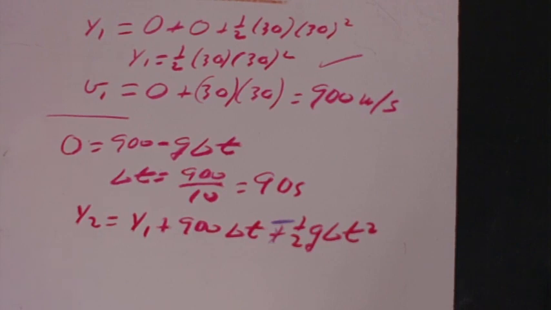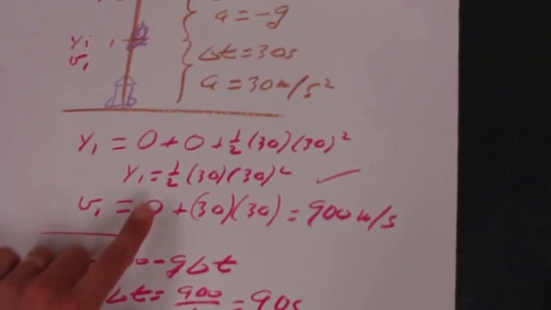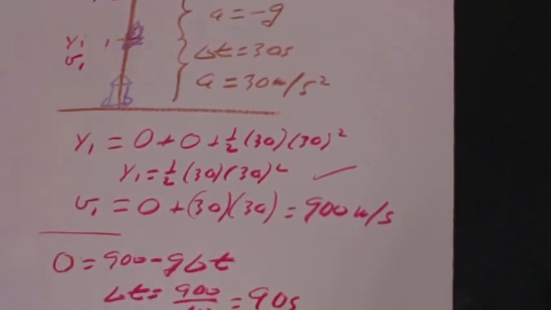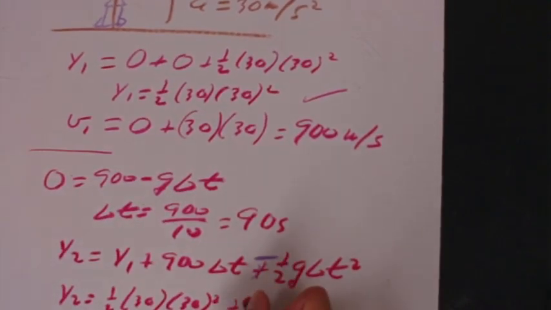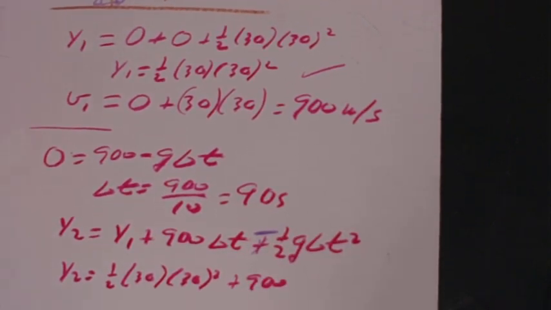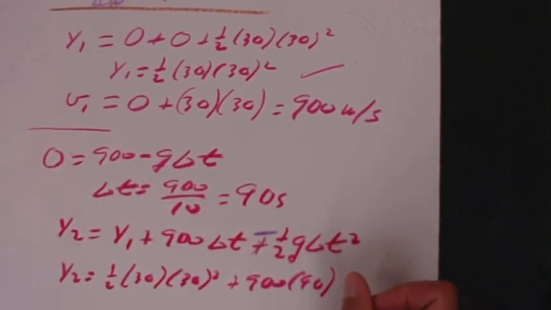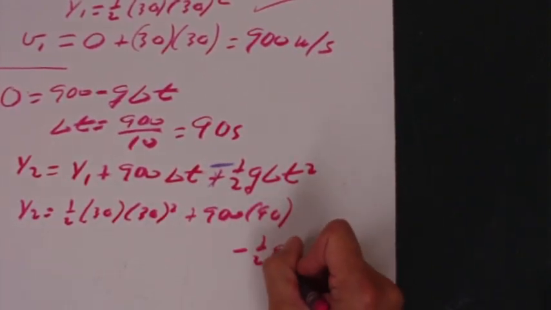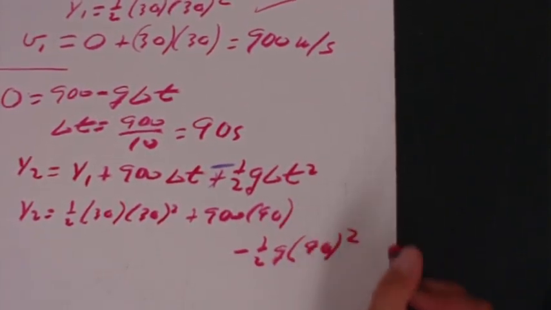And what else do we have? We know what y1 is over here. We had that from this expression right over here. So y2 is going to be y1, which is 1/2 times 30 squared. That's the height it reaches when the fuel burns out. Plus the 900 times delta t. Now we know how long it's in this free fall section. That's the 90 seconds right here. We put a 90 in for that. Then we have the minus 1/2, and the g, and again the 90 seconds squared.